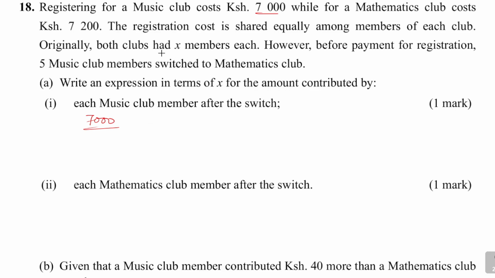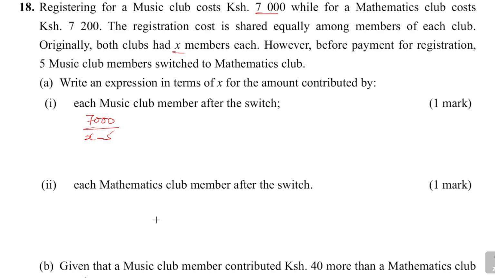So originally they were X members each, but after the switch there are 5 members who switched to mathematics, therefore the new number of members will be X subtract 5. They were originally X members, so after 5 left, the ones who are left are X minus 5. So this is the expression that will show the contribution of each music member after 5 members left. Take the total amount they were to contribute, divide by the number of the members.